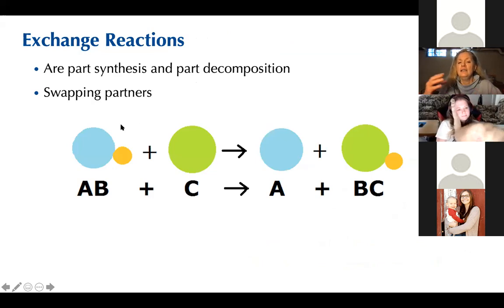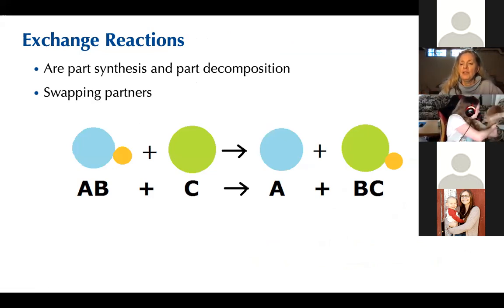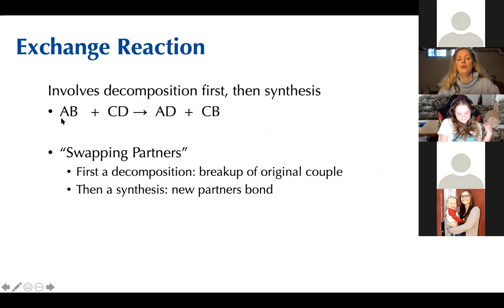We can also have exchange reactions. We're not really completely decomposing or completely synthesizing. In fact, we are doing a partial synthesis and a partial decomposition, because we decompose the original partner and then we do a synthesis over here when we swap and make a new partner. Okay, so that's an exchange reaction. We've just swapped partners. So we go from AB plus CD to AD and CB, swapping partners. First we've got to decompose the original couple and then synthesize bonds for a new partner.